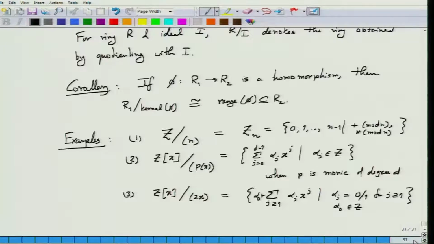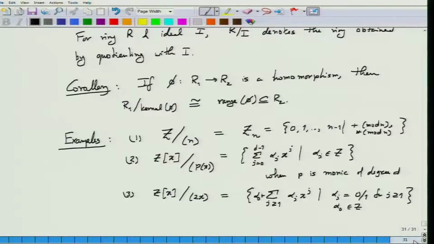Any one of the coefficients? Why not all coefficients? If, like x square plus... take a concrete example. x square plus 2x. Yes. According to what we have written, it will not come in this, but it should come in that quotient. Why? x square plus 2x is the same as x square.